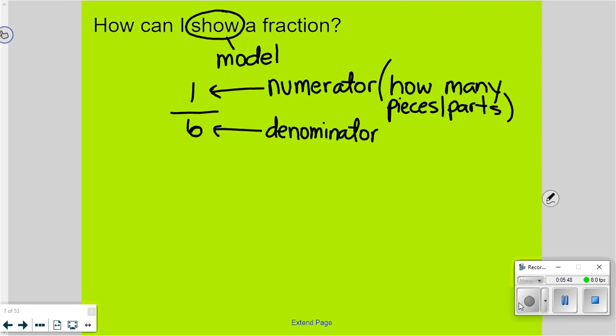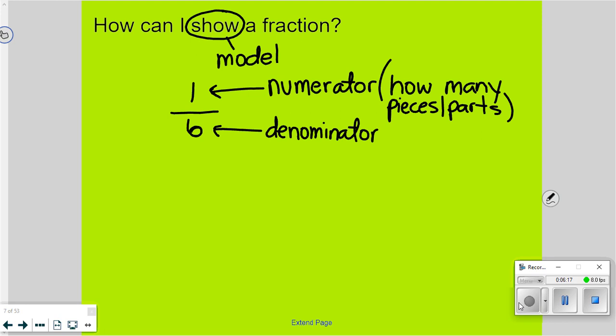What kind of information do I get from my denominator? It's telling me some stuff. What kind of info am I getting from that denominator? You're not sitting there doing nothing. You're either raising your hand or you're trying to figure it out. What kind of information do I get from my denominator?